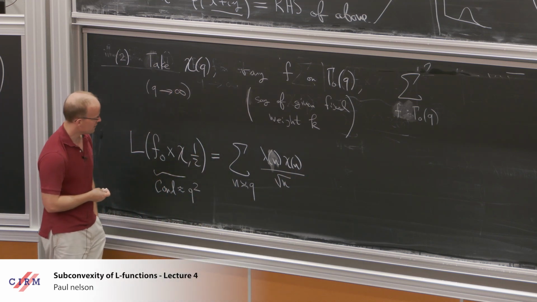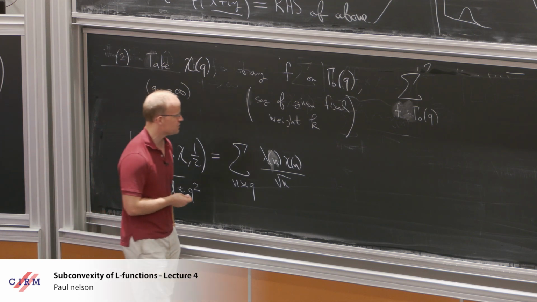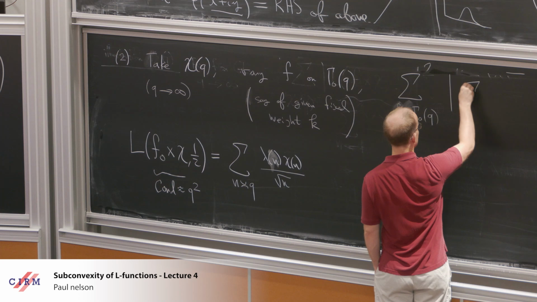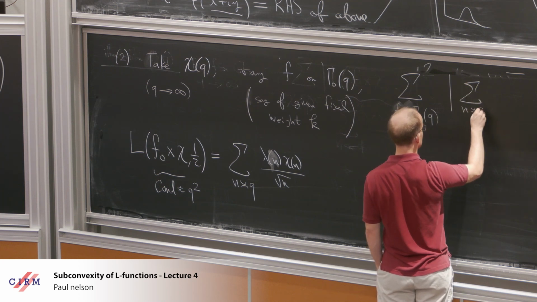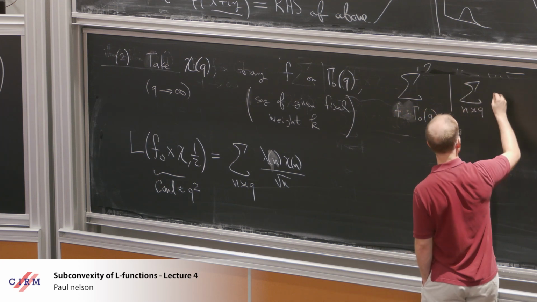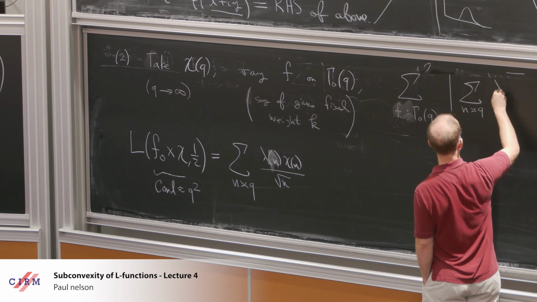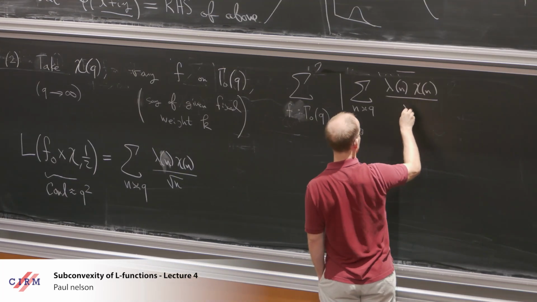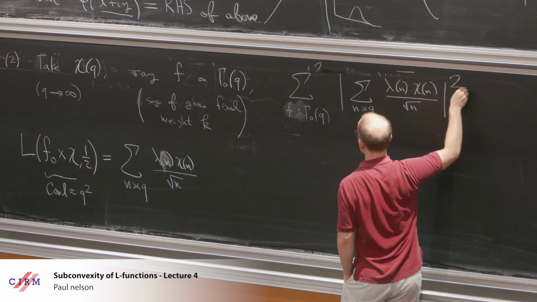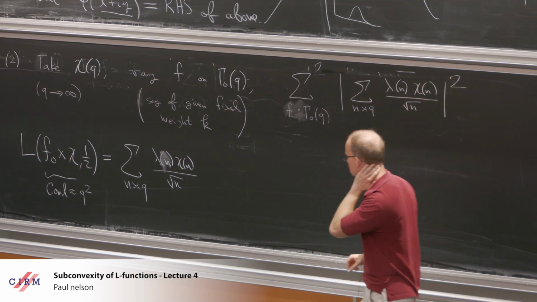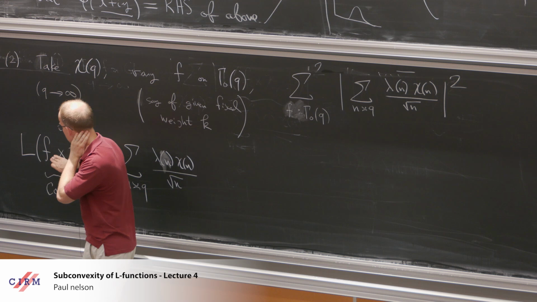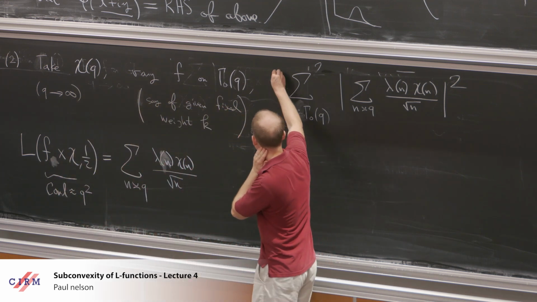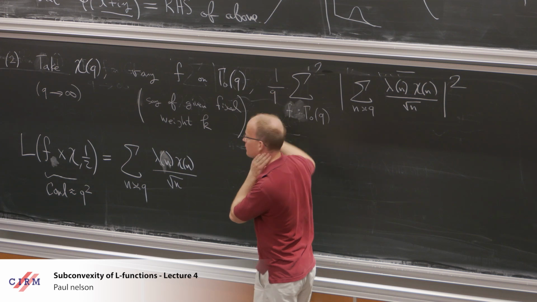So focusing on that largest dyadic range, maybe the thing we care about bounding is something like a sum over n of size q, lambda of n, chi of n divided by square root of n, squared. I didn't need to write f naught, I could just write f. So maybe we're interested in this moment, again, normalized.